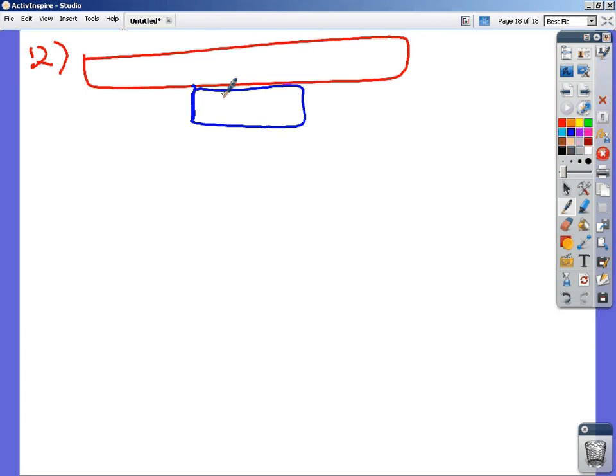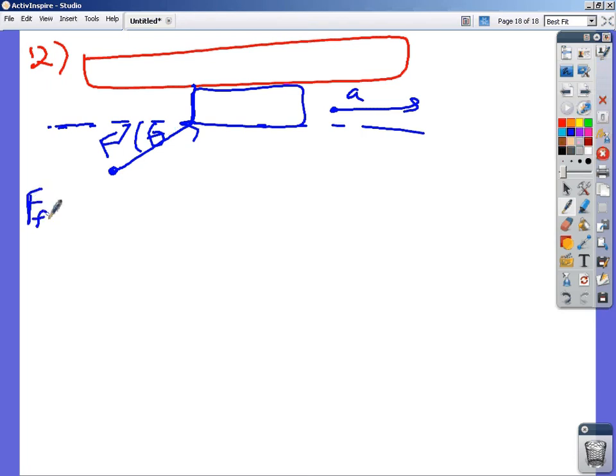It's accelerating in this direction, and the push is coming from this direction. In the problem it's kind of hard to see, but this is the angle they're giving you, theta, right there. The question is, what is the friction force between the block and the ceiling? That's what we're trying to find.